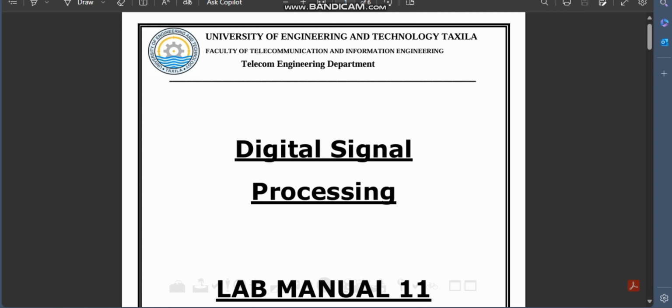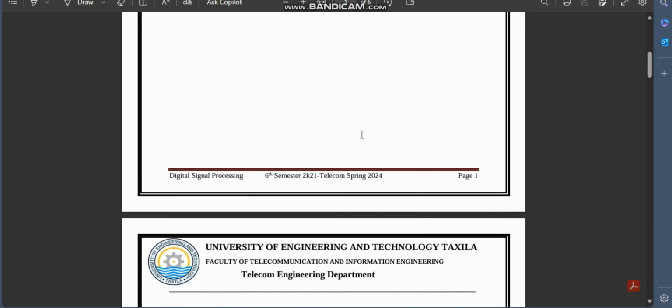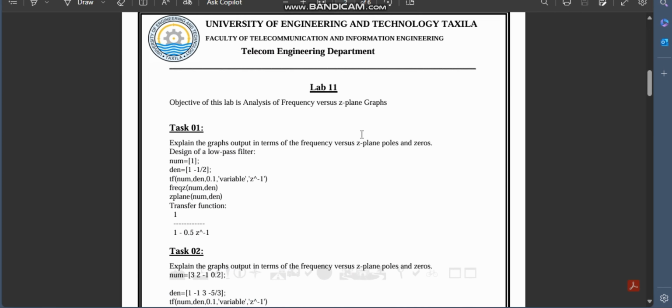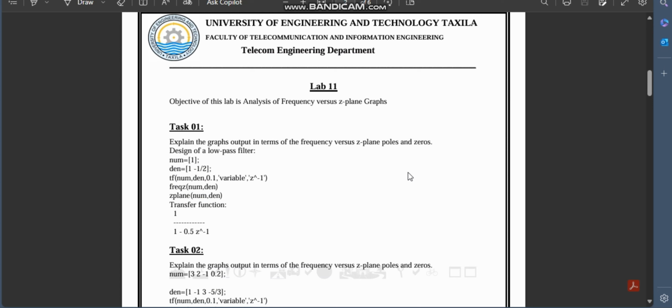Today we perform lab 11 of digital signal processing, analysis of frequency versus Z-plane graphs. This is task 1. Explain the graphs output in terms of frequency versus Z-planes, poles and zeros.